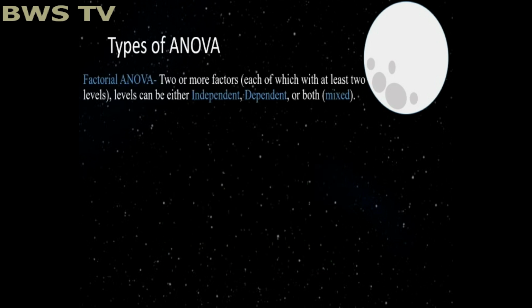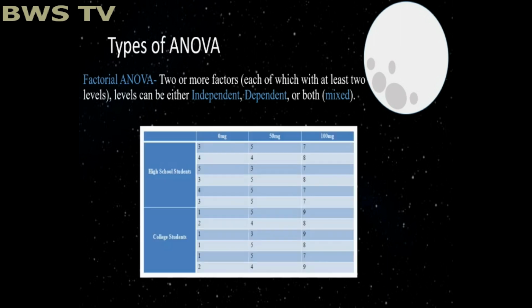Next we have factorial ANOVA. Two or more factors, each of which with at least two levels. Levels can either be independent, dependent, or both. So here is an example with at least two levels, which are the students, and the other we have MGS. So those are the two factors.